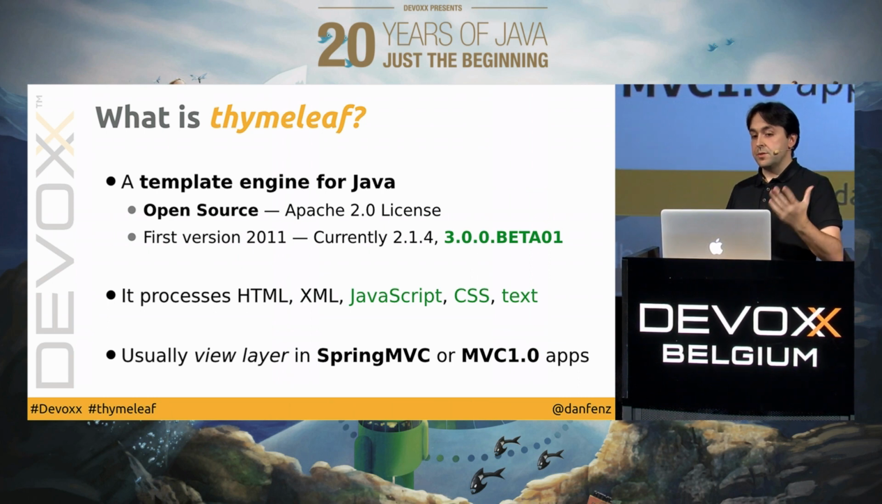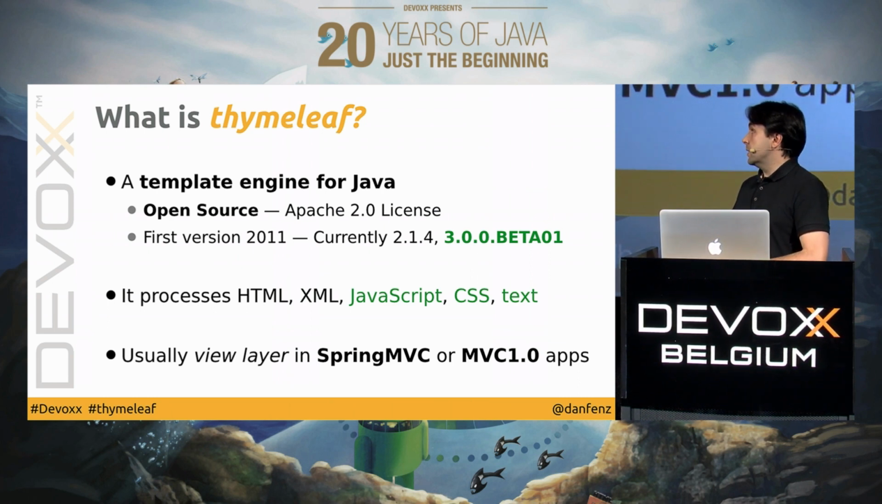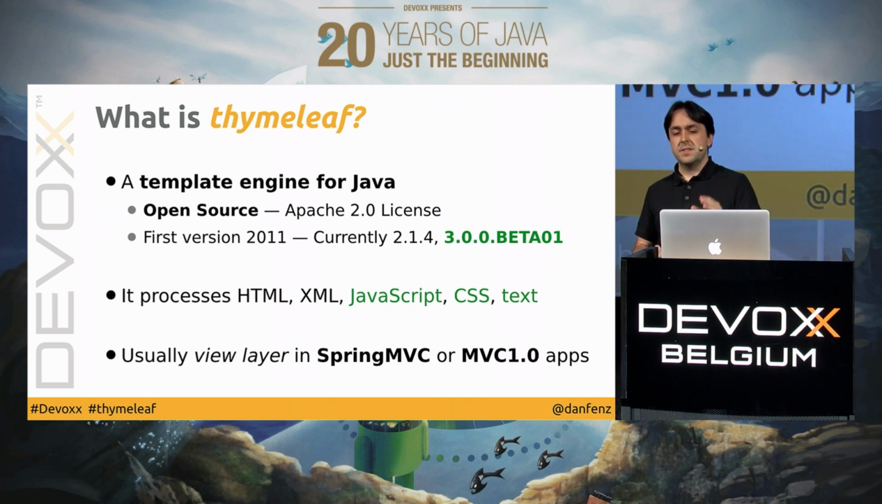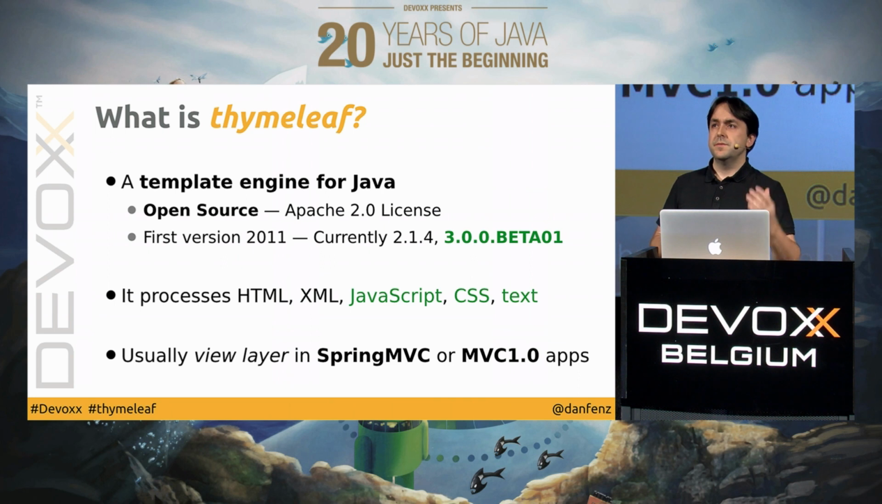And it is an open source template engine, and it's actually quite new. Its first version was only published 4 years ago. Currently we are in version 2.1.4, but 10 days ago we just published the first beta 1 of Thymeleaf 3, which is a complete revamp, a very large step forward in Thymeleaf development, bringing many new things.